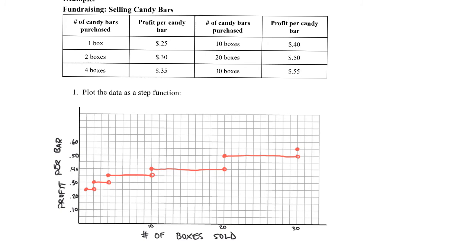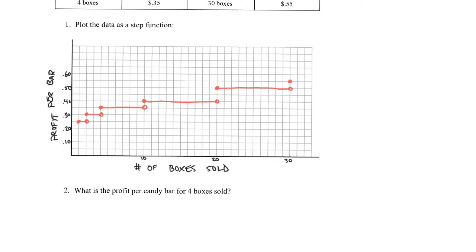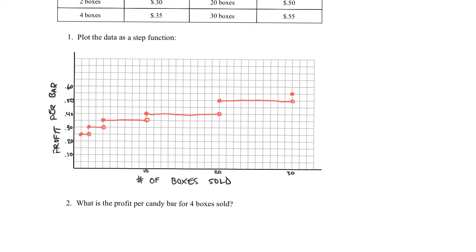So let's answer this last question and then we're going to be done. So for this last question, it says, what was the profit per candy bar for 4 boxes sold? Now, obviously, you can get that information from the table, but we can also get it from right here. So I can go to 1, 2, 3, 4, and I can go up. Open circle means that's not included there, so I got to move up. And so my profit is 35 cents.